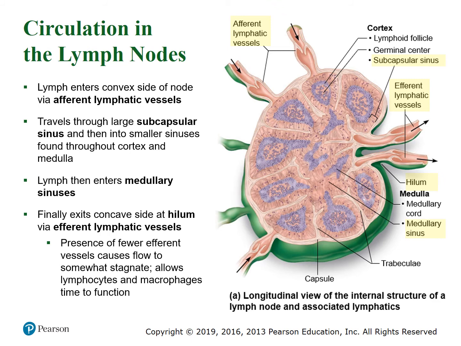So it allows these two types of cells time to really function, that slow down of the lymph through the lymph node. So it's kind of a little bit of a choke point, or I guess a checkpoint, where you can slow things down and check over the lymphatic fluid.